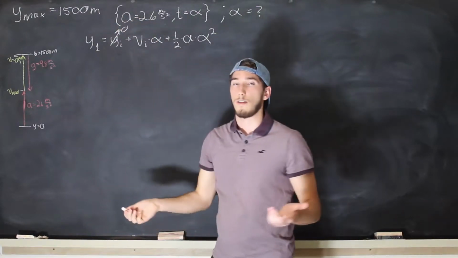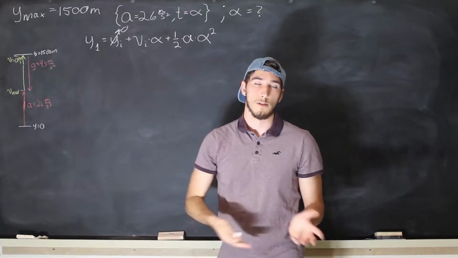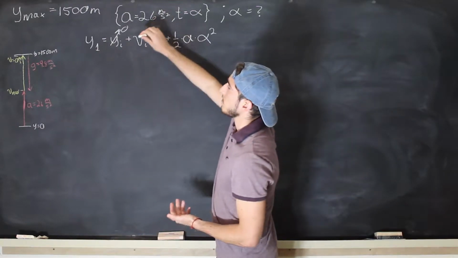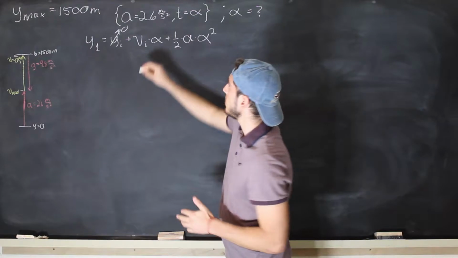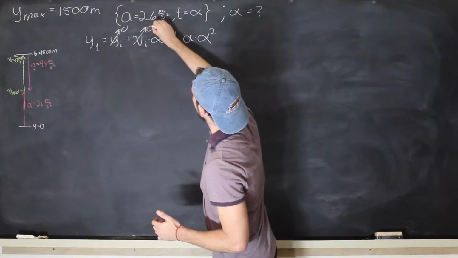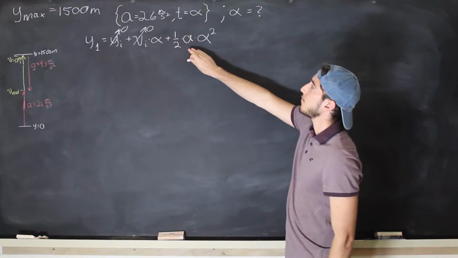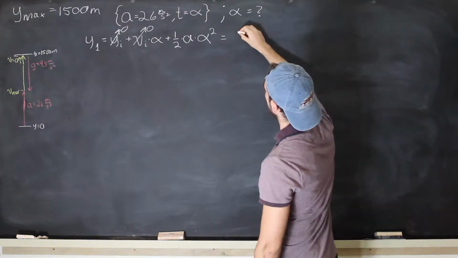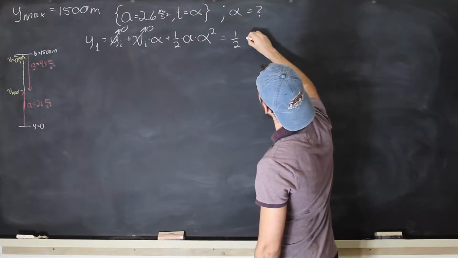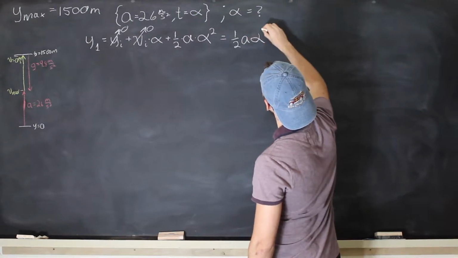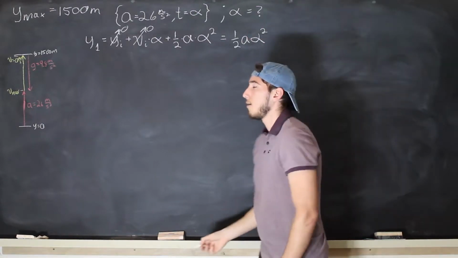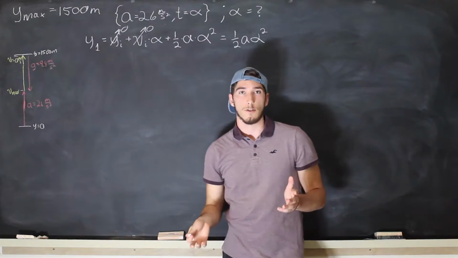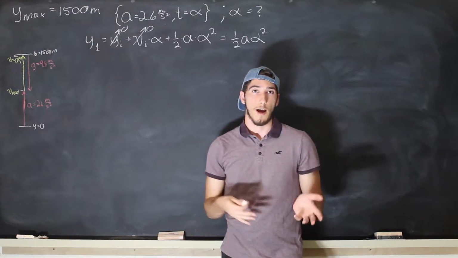Now, since we're starting on the ground, our y initial is 0. I mean, it can be anything you want, but it just makes it way easier if you have 0 as a reference. Our velocity initial, since it's starting from rest, is 0. And all we're left with is 1/2 times acceleration times alpha squared. But then we have phase 2, which is when the acceleration is gravity.